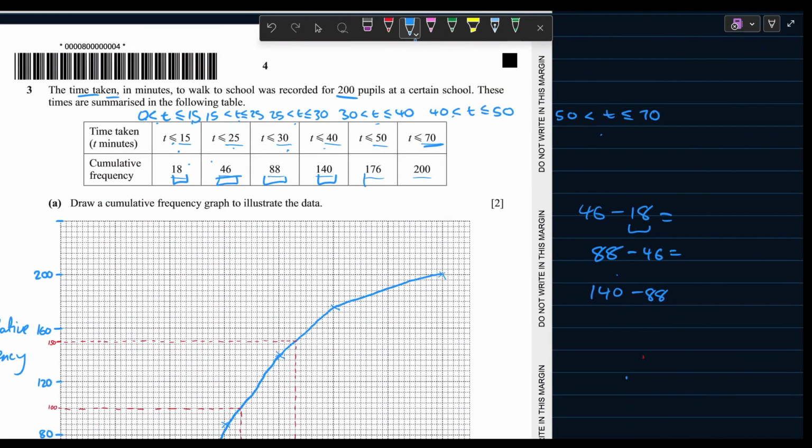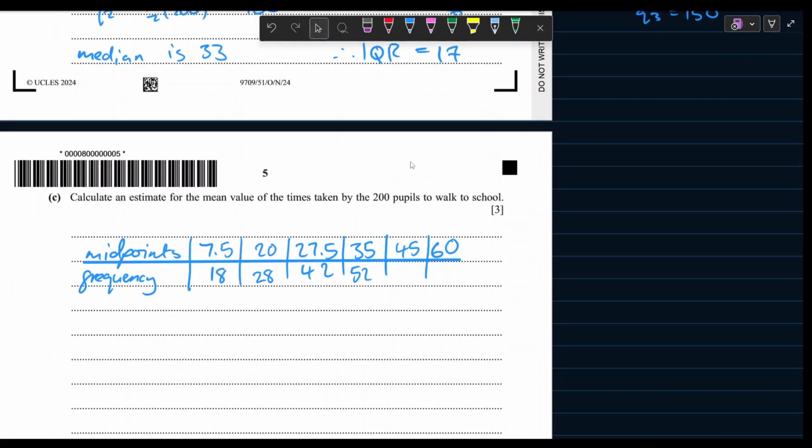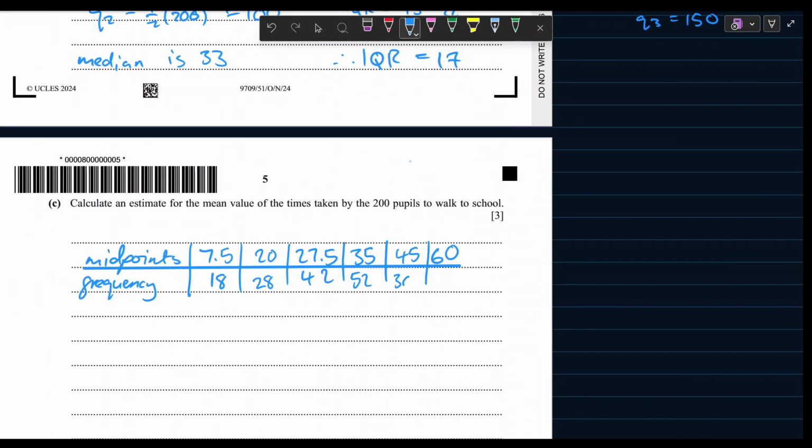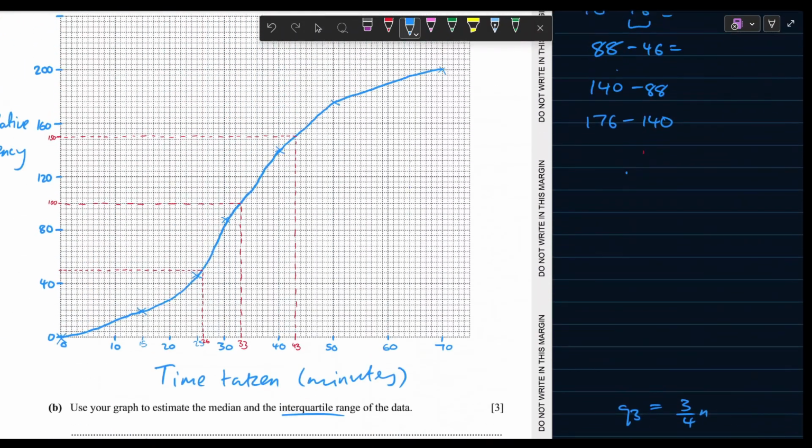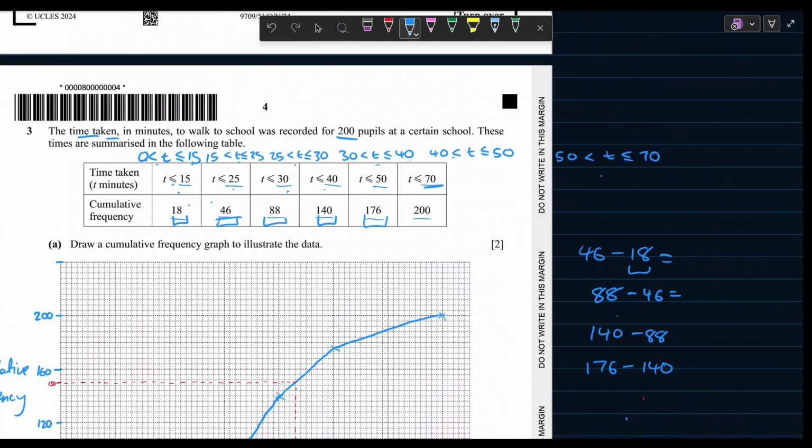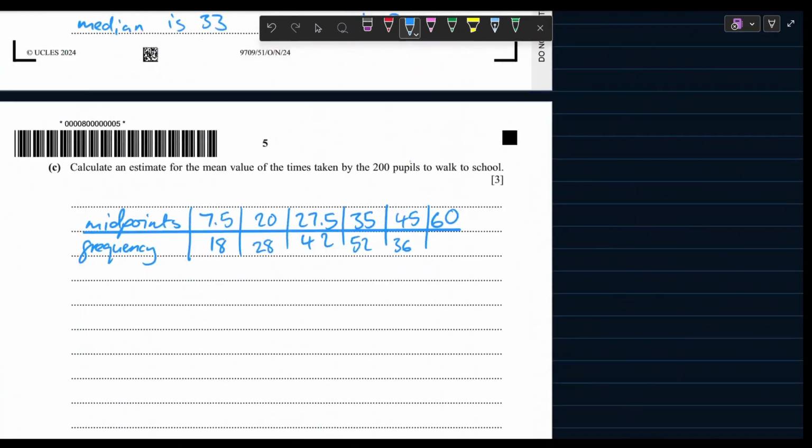And then this is the frequencies for the first five classes minus the frequencies of the first four. 176 minus 140, that gives us 36. So 36. And then finally, there's just going to be 200 minus 176, which is 24. Okay.